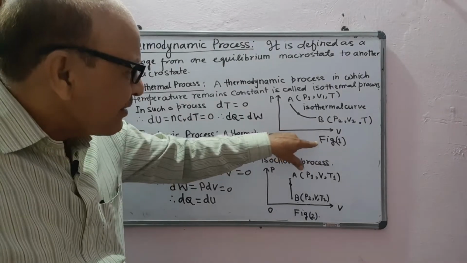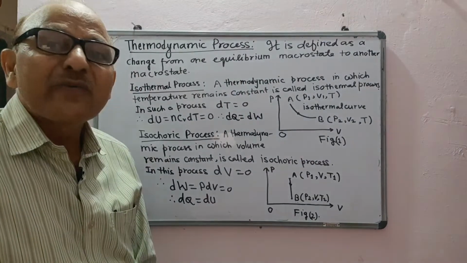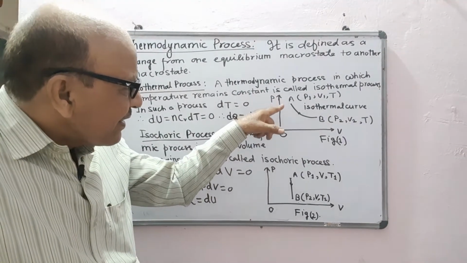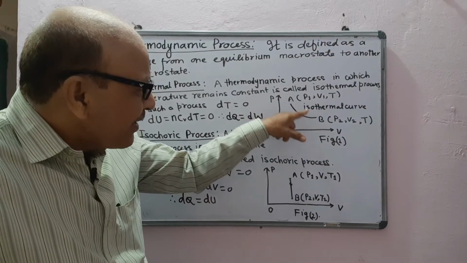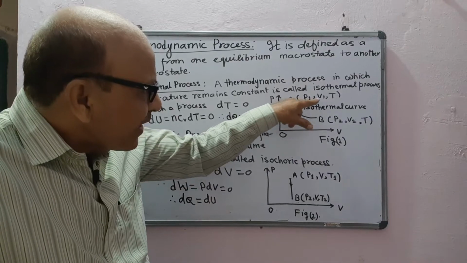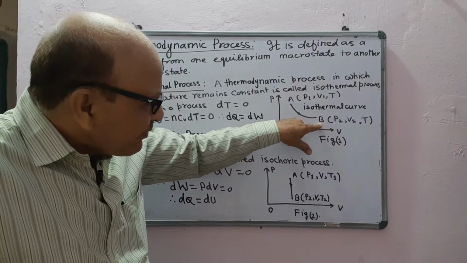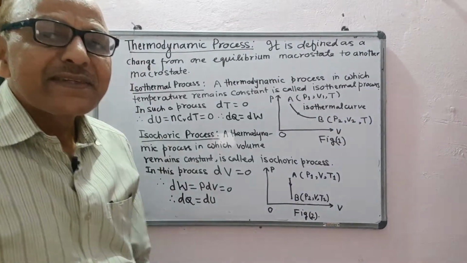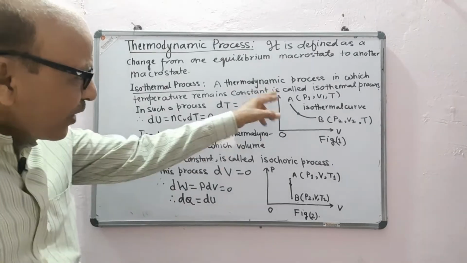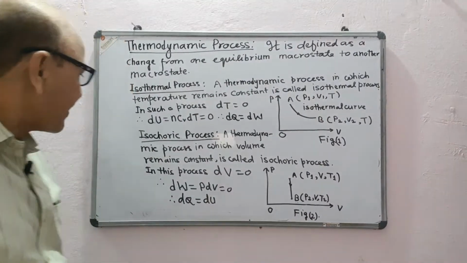This figure 1 represents the isothermal process curve. Here, gas goes from state A to B, from pressure P1, volume V1 and temperature T, to point B where pressure is P2, volume is V2 and temperature is T. Thus, throughout the process, temperature is constant.